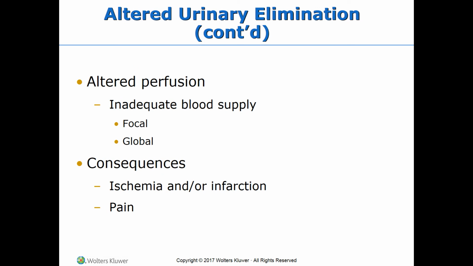Another problem can be altered perfusion. The person can have inadequate blood supply because there is an embolus within the blood vessels that provide blood supply to the different structures within the urinary system. Depending on the size of the blood vessel, you have focal or global consequences. It's not the same having complete obstruction of the renal artery by a plaque as having an obstruction of a small branch. If you have complete obstruction of the renal artery, of course you will have complete problems in the kidney. So you will have global consequences.